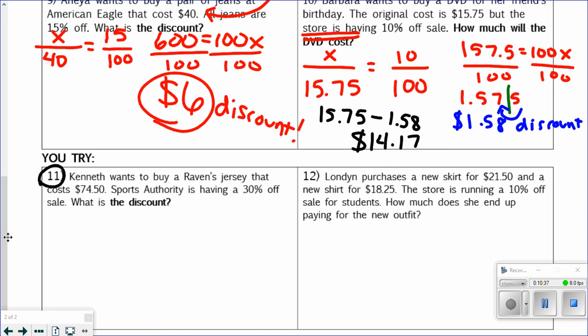Okay, so then I want you to try 11 and 12 on your own, then you'll get the proportions reflection. All right, make sure you get them checked, and then this will go in your binder. Awesome job.